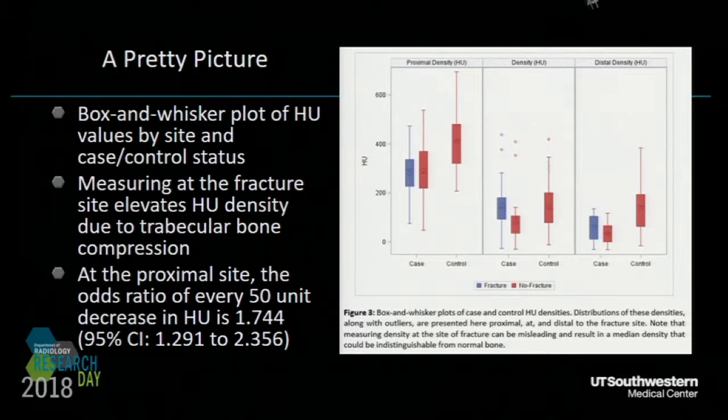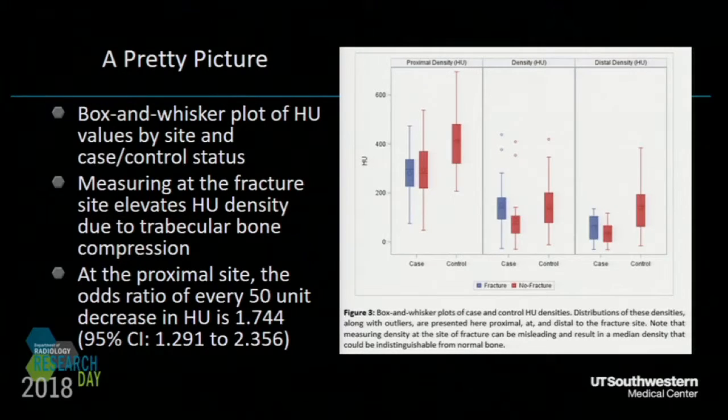And you can see here, if you were looking at the fracture site, where you might think the bone's the weakest, and you were to measure Hounsfield unit density, you can see here the contralateral side and the side that's fractured. The side that's fractured actually has higher bone density, and this is likely due to trabecular bone compression as well as hemorrhage. And this higher bone density could almost be mistaken for the density of the normal control bone.